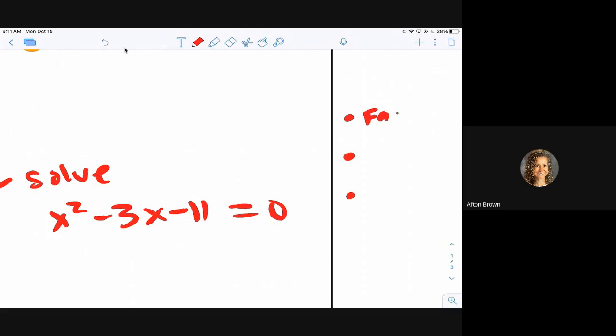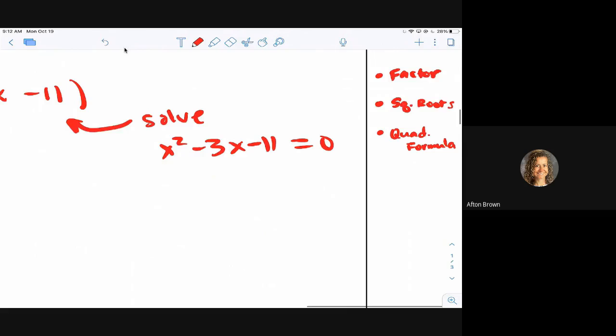Factor. Factoring is by far my favorite. It's the fastest. Then there's square roots, where maybe you could just take the square root. And then there's the longest, which is the quadratic formula. So the question being, how do you know which one to do? Unfortunately, there's no easy answer. It's just whichever one works. So for me, I would attempt factoring because if it factors, that would be the fastest.